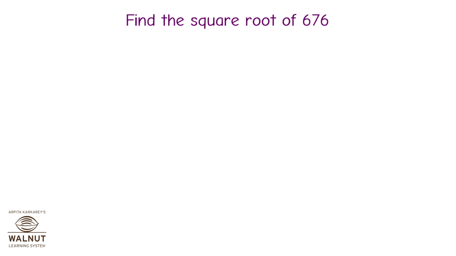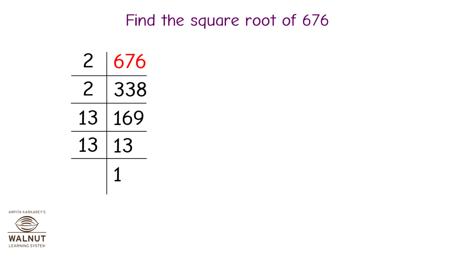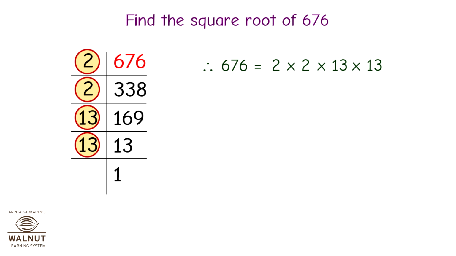Let us try to find the square root of 676. Now, the first step is to find the factors of 676. Once we are done with it, we write the factors horizontally. So it will look like 676 is equal to 2 into 2 into 13 into 13.